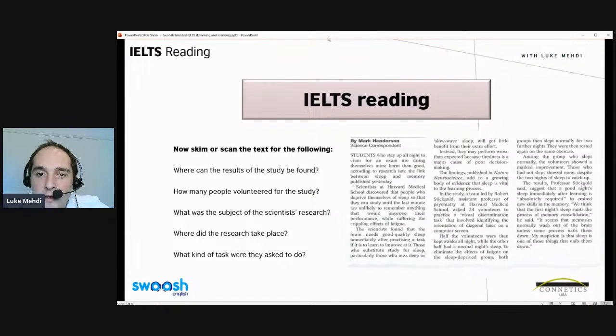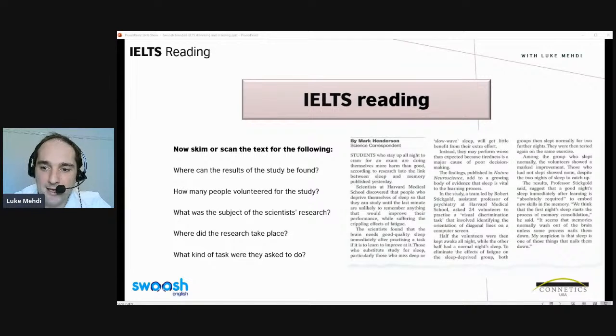What was the subject of the scientist's research? That is probably going to be quite early in the text. What was their research about? It's probably going to be in the introduction there. See if you can find it.